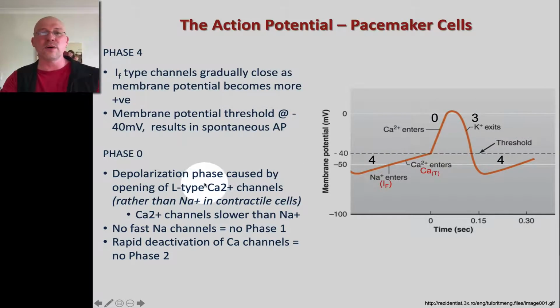So in phase 0, we open up our long-type calcium channels. In the myocytes, that would be the sodium channels that cause the big positive spike. But in pacemaker cells, it's calcium. So the calcium enters, but it actually enters a bit more slowly than the sodium enters in the ventricular cells.